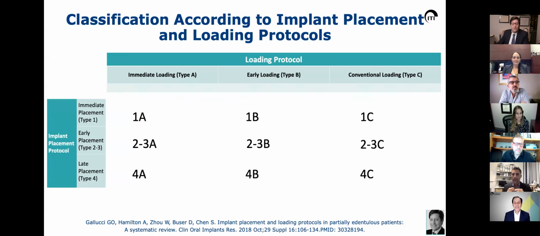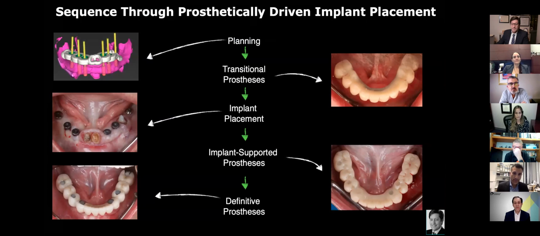Therefore, an immediate placement with immediate loading we will refer to as a 1A group, or a late placement, an implant placed in a healed bone with conventional loading, as a 4C group. And this is an important element to distinguish the type of placement and loading protocol, as it affects the survival rate depending on which group you are addressing.